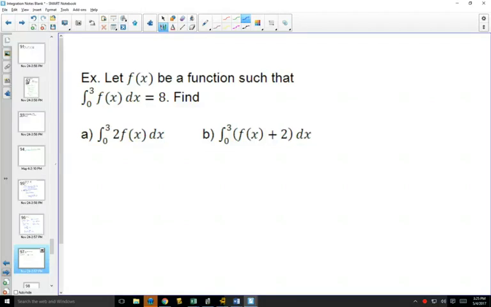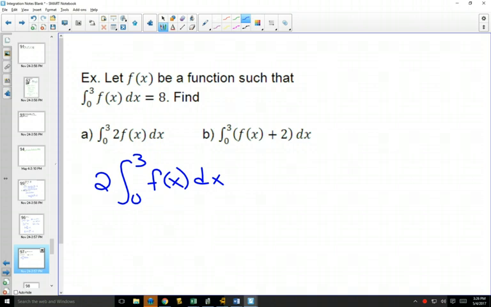Now, if the integral from 0 to 3 of f of x dx is equal to 8, this is just practicing your integration properties. One property of integrals is if there is a coefficient inside, you can pull that coefficient out. Well, since we know that the integral from 0 to 3 of f of x is 8, this just becomes 2 times 8, which is 16.